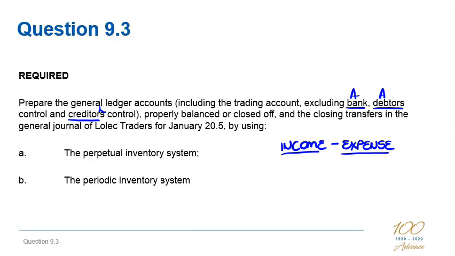Now, if they ask us to prepare the trading account, including the trading account, in the closing process, we're trying to calculate in the trading account the gross profit. Remember, step 2 in the closing process will be to draw up a profit or loss account, and there we want to calculate the final profit or loss for the entity for the specific financial year. So we're just going to focus on income and expense items to calculate the gross profit using first of all the perpetual and in the second instance the periodic inventory system.